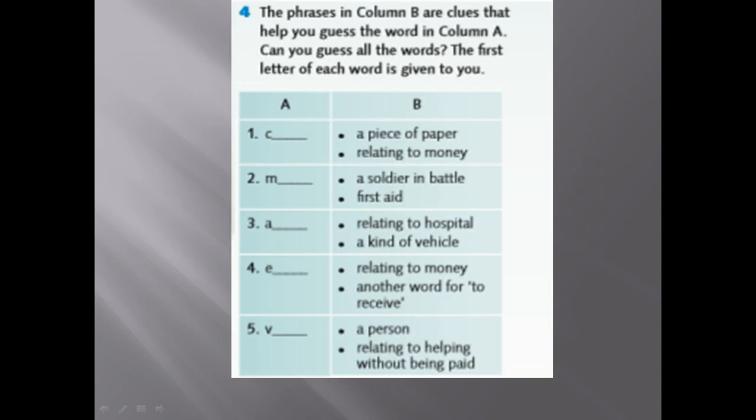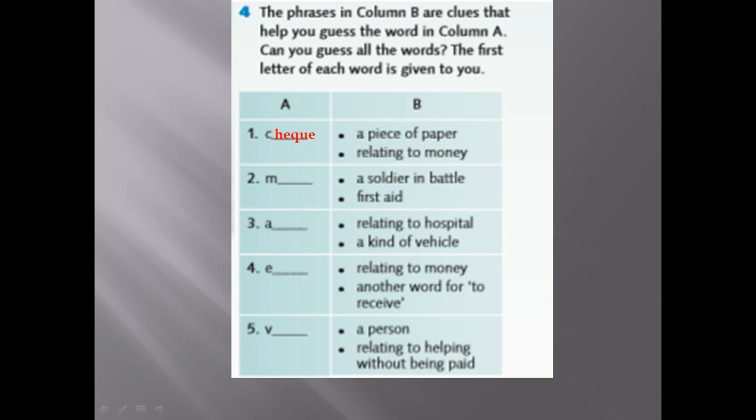In this exercise, it is related to the vocabulary exercise. كلمات مفردات. So the phrases in column B are clues. Look here, we have 2 clues for each word. 2 hints, تلميحين أو جملتين مفتاحيات. A piece of paper relating to money, and here the word starts with C, so it is a piece of paper that we usually use instead of money. بدل المصاري, what is it?